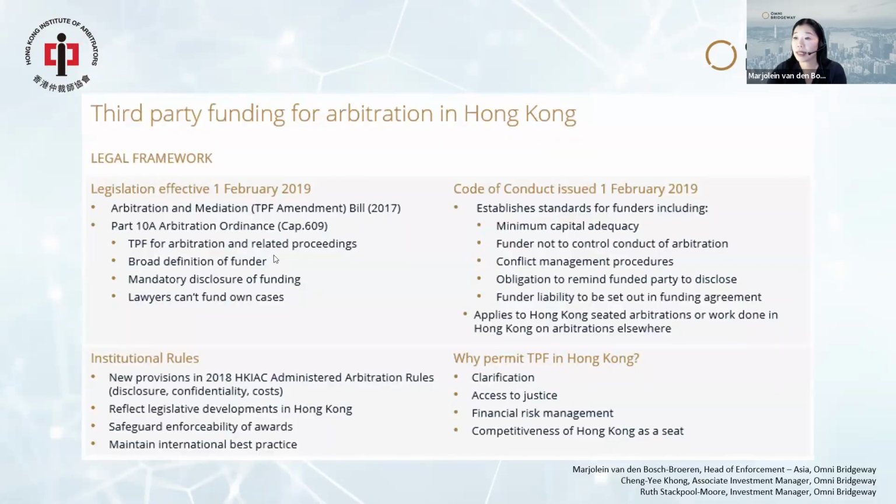Now, let's go quickly into having a look at third-party funding for arbitration in Hong Kong. As most of you are aware, it's relatively new in this part of the world. Third-party funding for domestic and international arbitration has been permitted only since 2019. And up until 2017, the state of the law was not entirely clear as to whether funding was permitted or not for arbitration. It is clearly prohibited for most forms of litigation in Hong Kong by the doctrine of champerty and maintenance, which is an ancient common law doctrine that is now pretty much obsolete in many common law jurisdictions, but persists here in Hong Kong as a tort and a criminal offense.